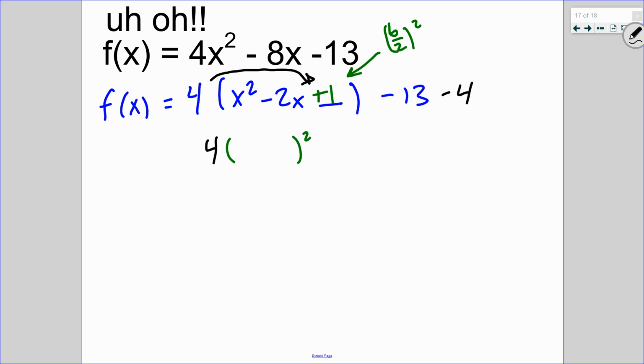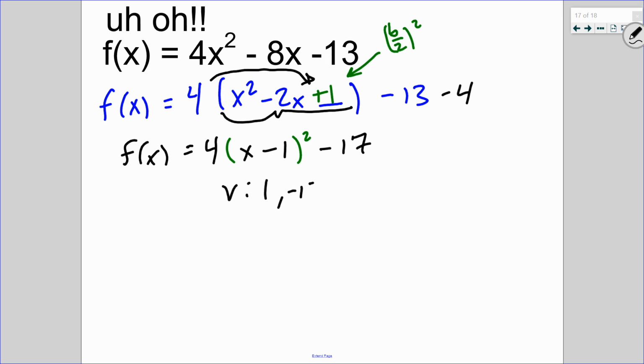So I still have the 4 on the outside, but I can factor these 3 terms pretty easily to just x minus 1 squared. And then I just take my negative 13 minus 4, which is negative 17. And then I'm in vertex form. If I wanted to find the vertex, it's at (1, negative 17). Which I think you would agree, if I look at 4x squared minus 8x minus 13, it's pretty hard to see where the vertex is.